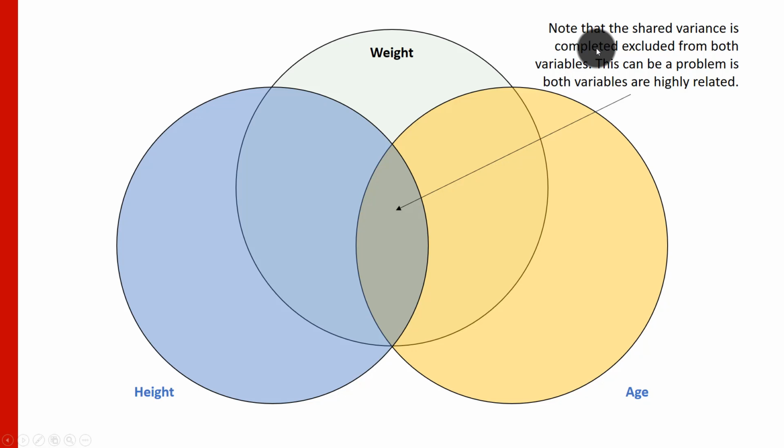Note that when we walked through this, the shared variance is completely excluded from both variables, right? Because we want to look at the part of height that's independent of age. So in order to do that, we have to exclude the part of age that's related to height. And over here, we want to look at the part of age that's independent of height, so we had to exclude where height and age overlapped, right? So in both situations, we're removing this variation in the middle from either variable.